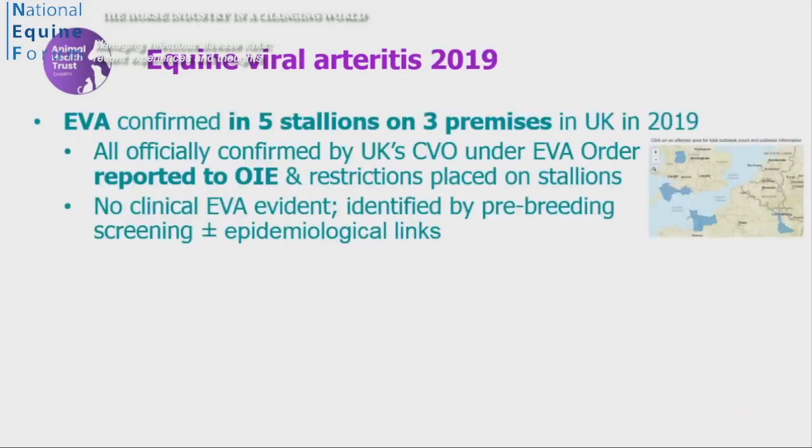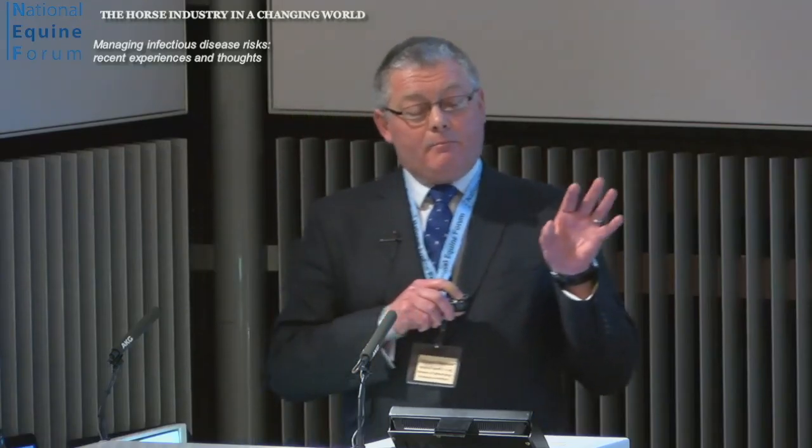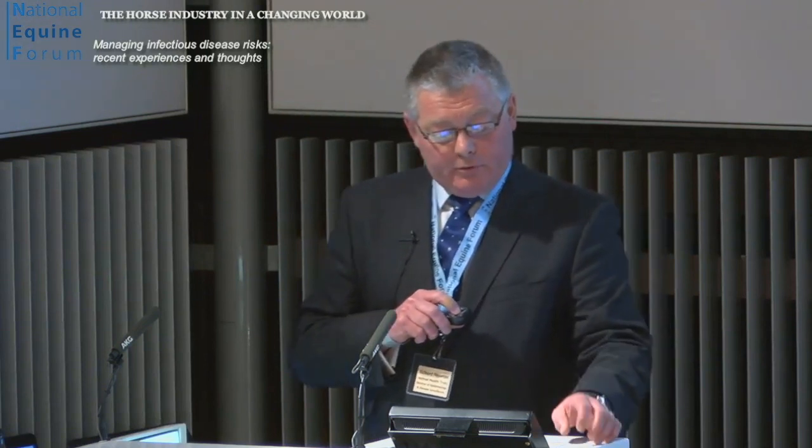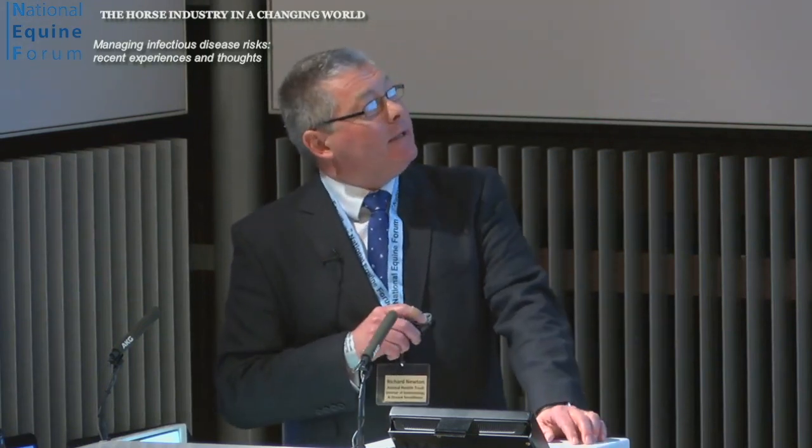So what happened in 2019? Well, the infection was confirmed in 5 stallions on 3 premises. All of these, in accordance with the EVA order, were officially confirmed and reported by the UK's Chief Veterinary Officer to the OIE, so the world knew that we had these infections. Restrictions were placed on the stallions, and it's important to say that there was no clinical disease evident. These were subclinical infections that had been identified actually by adopting pre-breeding screening and then chasing up appropriate links.